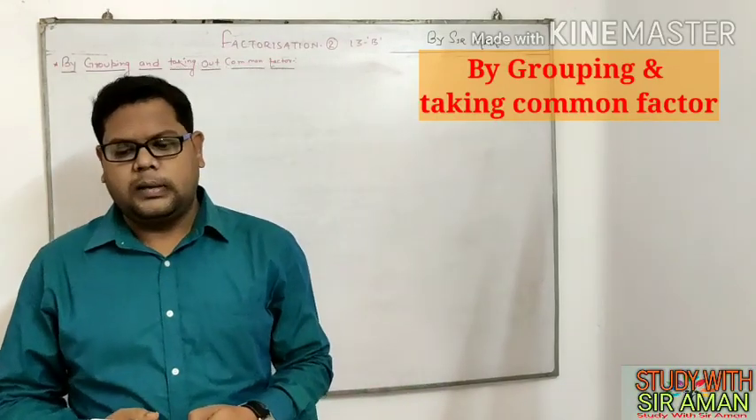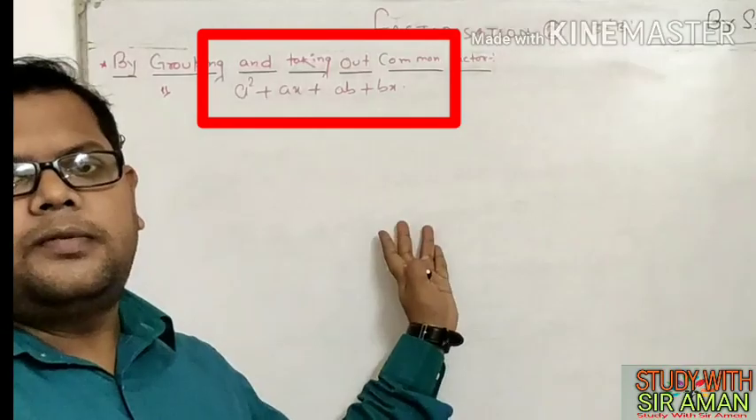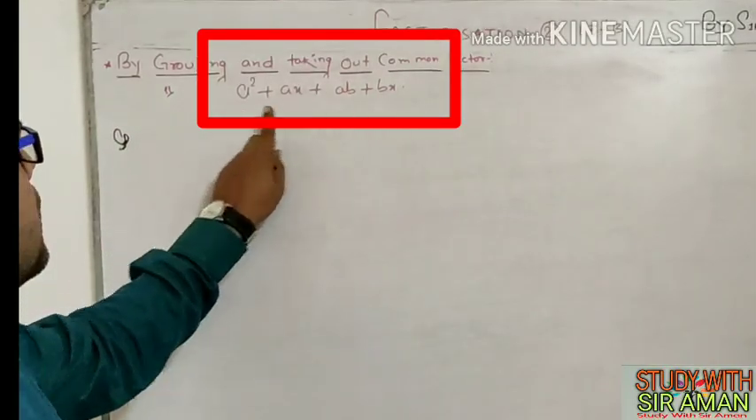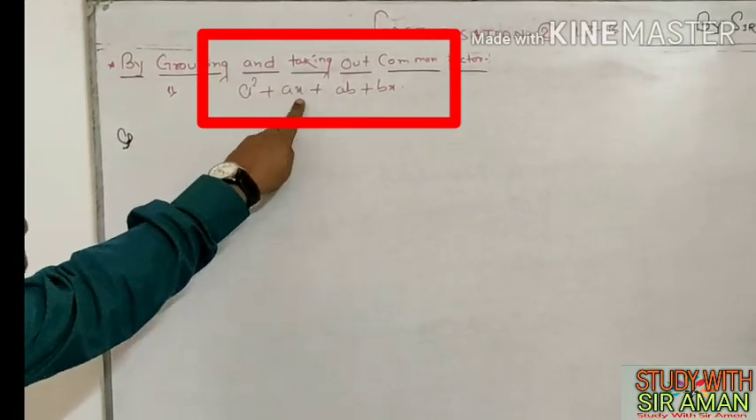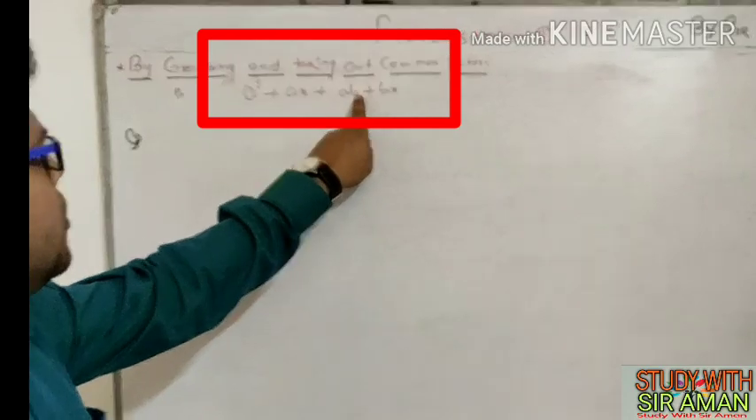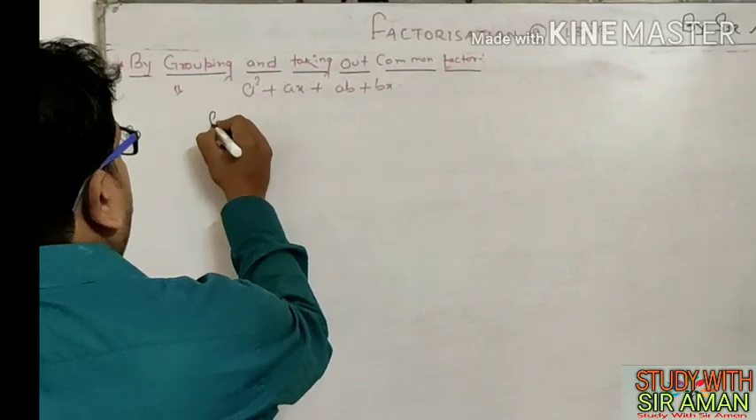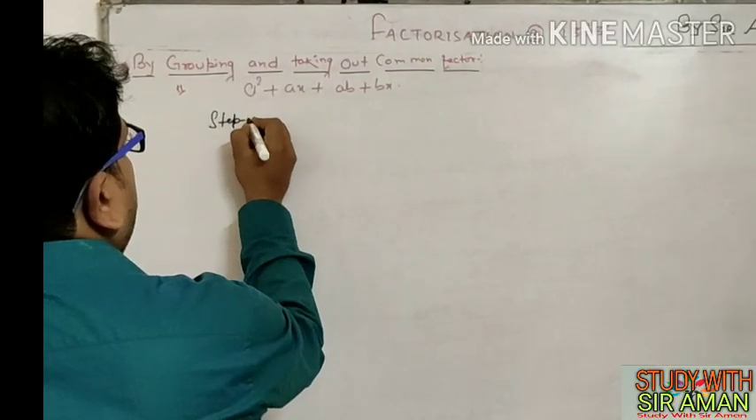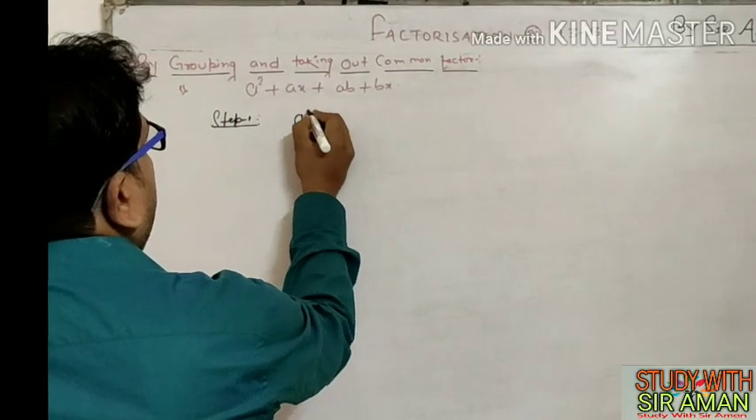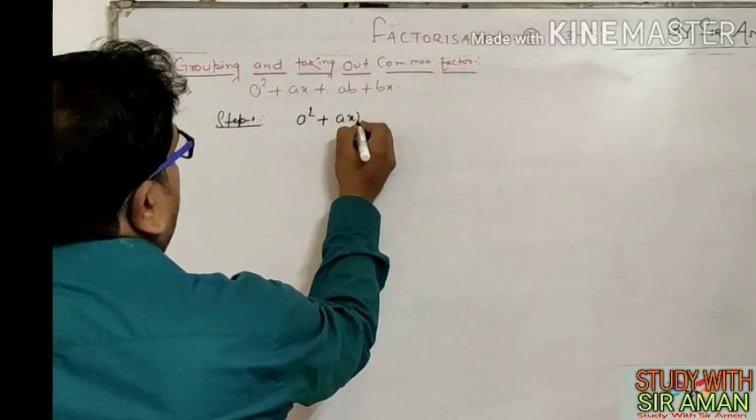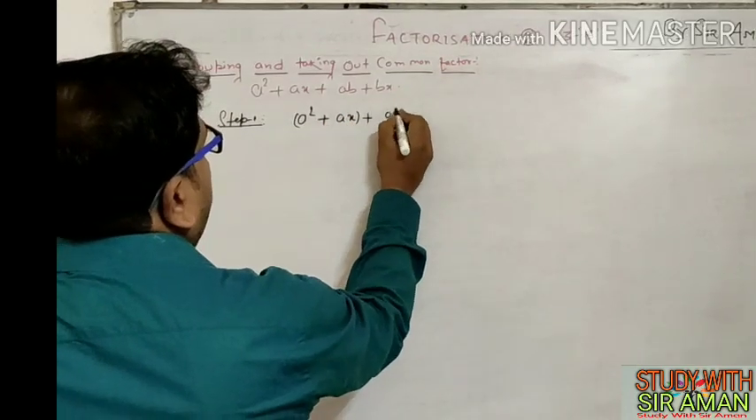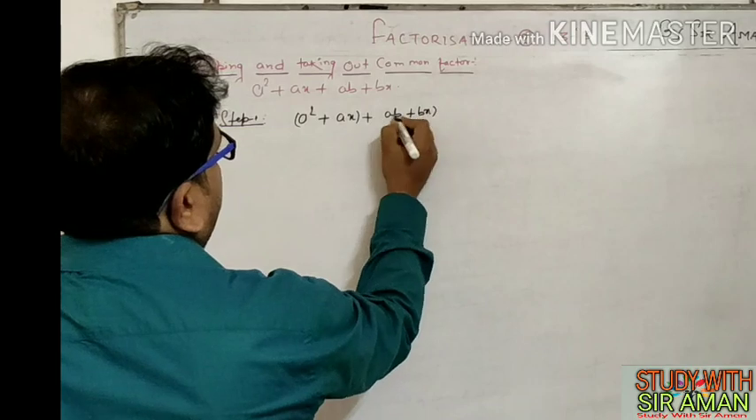Question number 1. I have written the question for you. There are 4 terms here. You can see A is common here, and B is common here. It means it is arranged. What is step 1? Step 1: A square plus AX, we can write like this, plus AB plus BX.